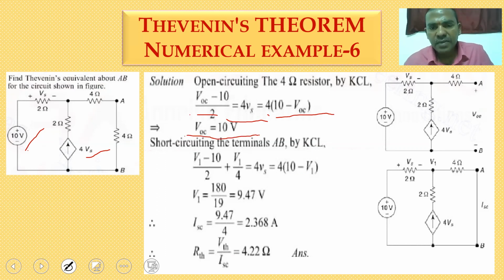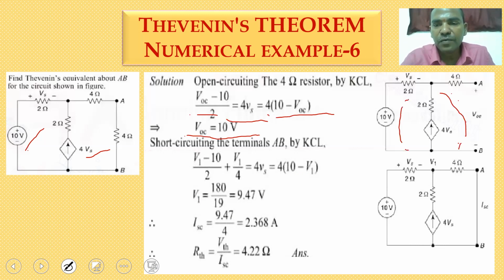So here see this, 4V8 must be the same as 4 times (10 minus VOC). VOC is the potential voltage, and 10 volts is the voltage source. So 4 times (10 minus VOC) is the value which is across this 4V8. From that, by substituting, you can get VOC. Thevenin's equivalent voltage is 10 volts.